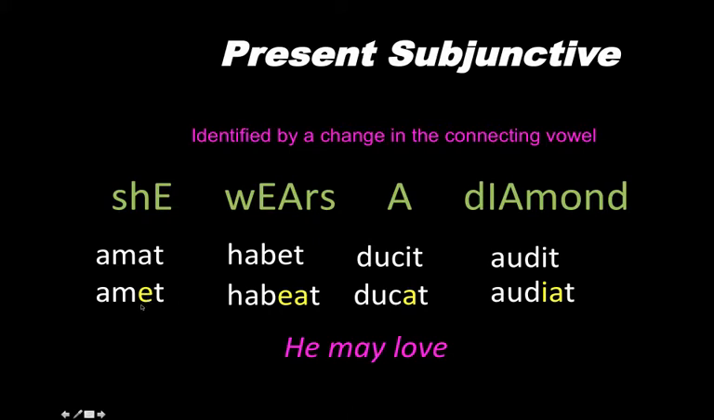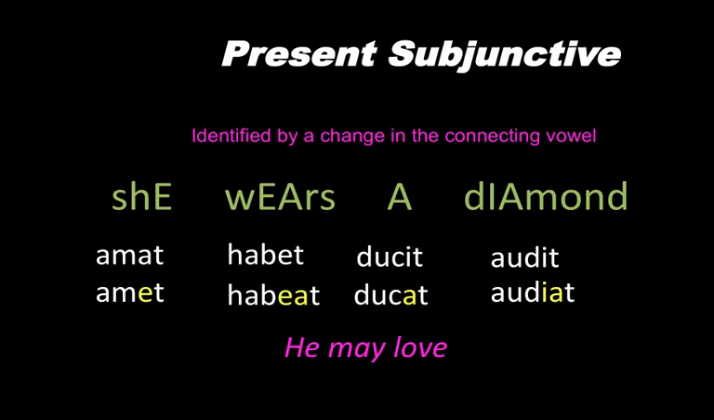In second conjugation verbs, the E will change to EA. In third conjugation verbs, the I will change to A. And in fourth conjugation verbs, the I will change to IA. And this is the same change that takes place no matter what the verb is. As long as it's in that particular conjugation, that connecting vowel change will identify that it is a present subjunctive.